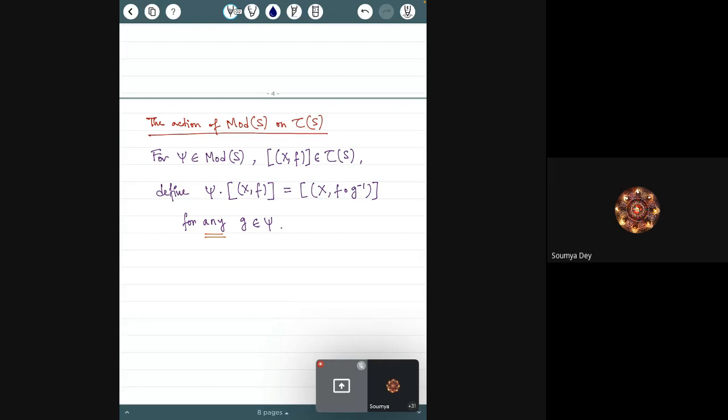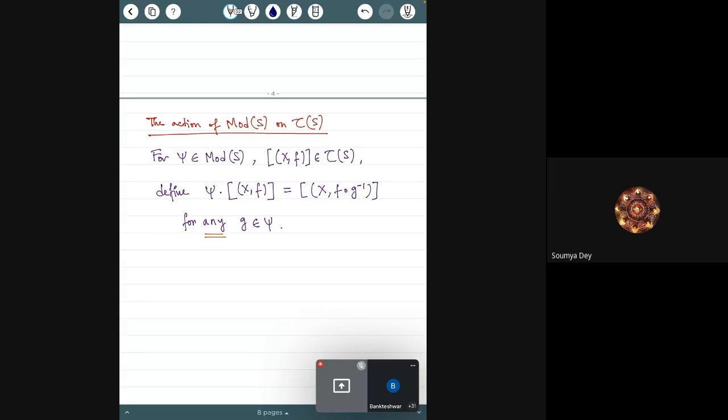Now, we talked about this action of the mapping class group on the diagonal space. What is this action? You start with some mapping class psi from Mod S, and some element from your diagonal space, say x comma f, this pair. You define psi acting on this class of x comma f as the class of x comma f composed g inverse.